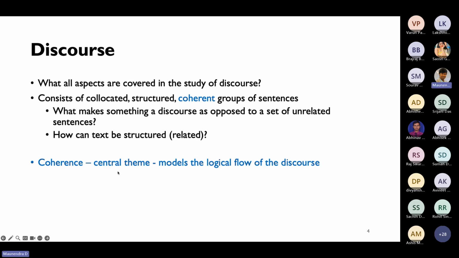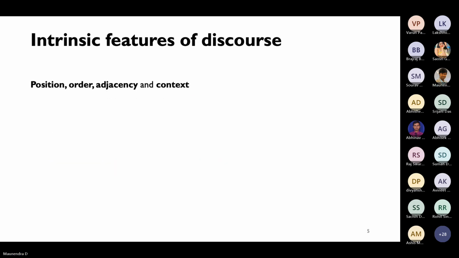So coherence is the central theme of discourse. It models the logical flow in that discourse. I believe at an idea level, till this part you all are with me. Now, what are some intrinsic features of a discourse, or intrinsic features of coherence? There are certain things that you can observe when we look at the position, order, adjacency, context, and so on. So if you have a paragraph, it will typically have a nice opening sentence and a proper ending sentence.